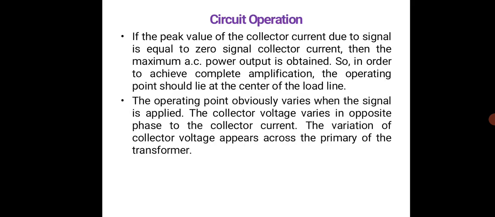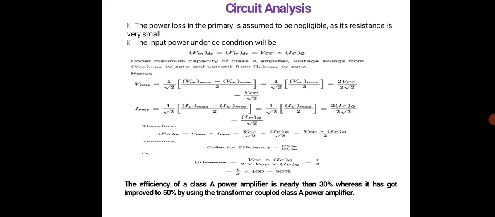So circuit operation: if the peak value of the collector current due to signal is equal to the zero signal collector current, then the maximum AC power output is obtained. So in order to achieve complete amplification, the operating point should lie at the center of the load line. The operating point varies when the signal is applied. The collector voltage varies in opposite phase to the collector current. So the variation of this collector voltage appears across the primary of the transformer. So this is how the circuit is analyzed, where the power loss in the primary is assumed to be negligible as its resistance is very small.